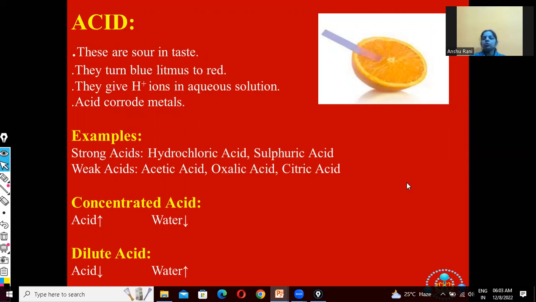Concentrated acids are those in which the concentration of acid is more and water is less. Dilute acids are those in which the concentration of water is more and of acid is less. We can dilute an acid which is given to you in concentrated form. You can take water and add acid to it drop by drop with constant stirring to make dilute acid.